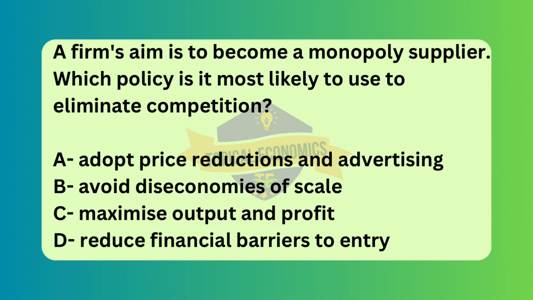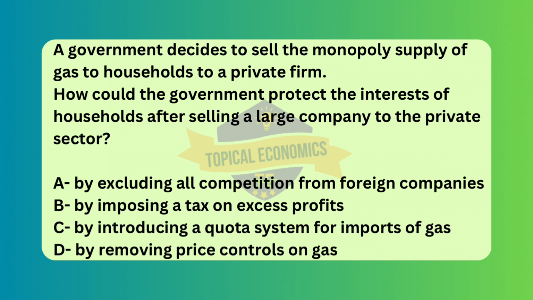Moving to question 21. A government decides to sell the monopoly supply of gas to households to a private firm. How could the government protect the interests of households after selling a large company to the private sector? A. By excluding all competition from foreign companies. B. By imposing a tax on excess profits. C. By introducing a quota system for imports of gas. D. By removing price controls on gas. The correct answer for this question is option B, by imposing a tax on excess profits.